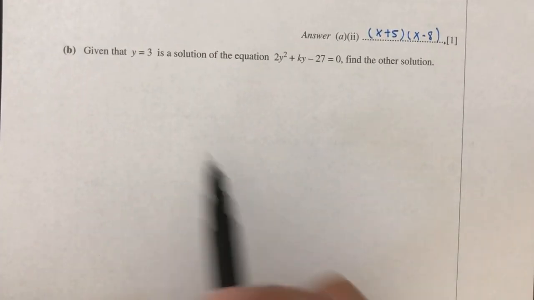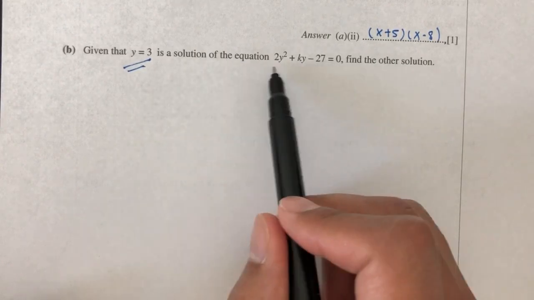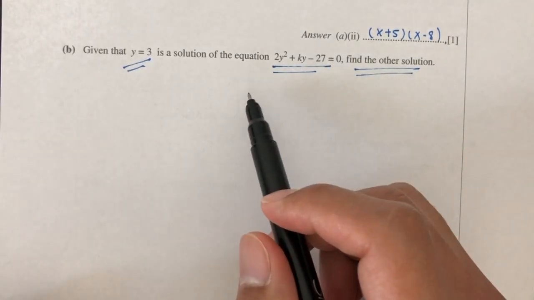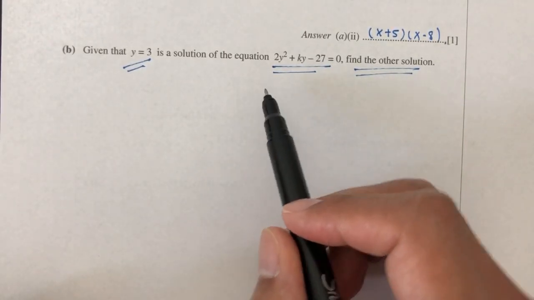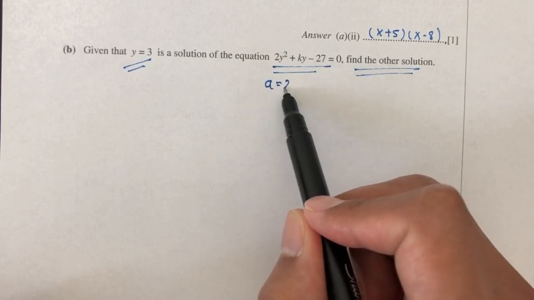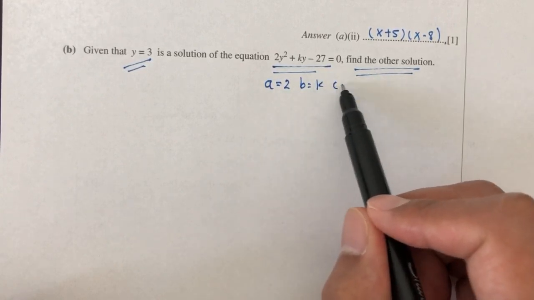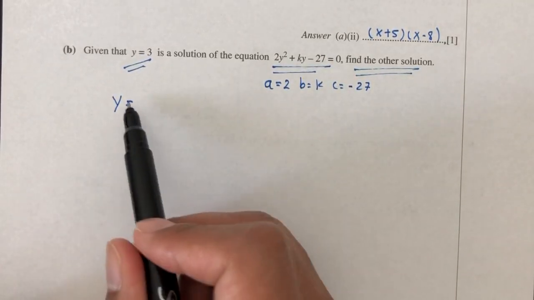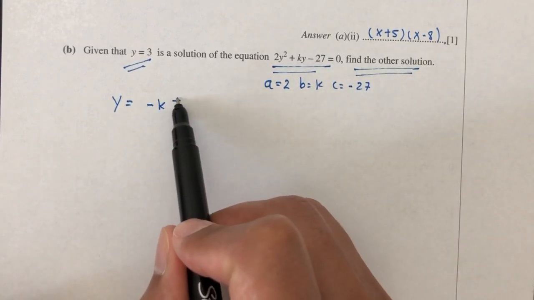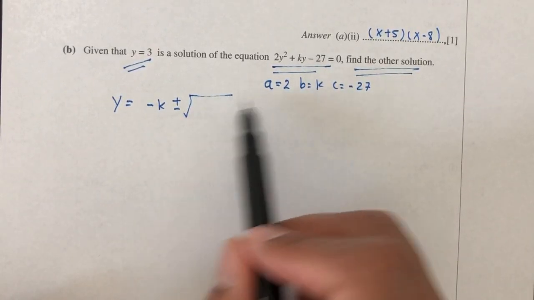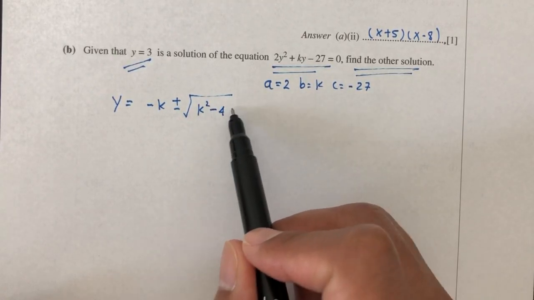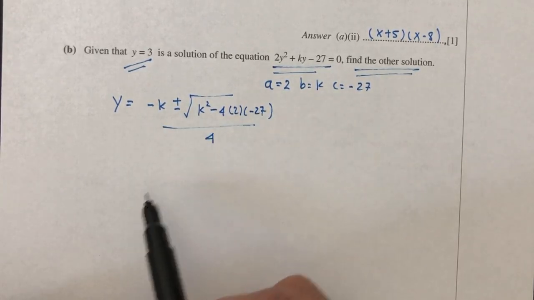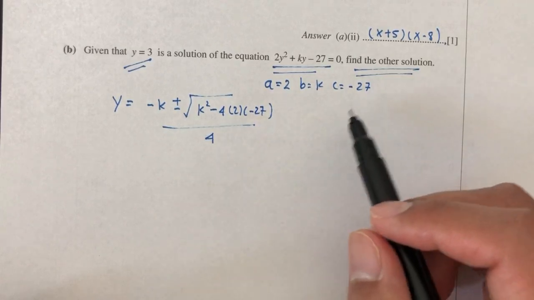Okay. Now for part B, given that y equals 3 is a solution of this equation, find the other solution. There are a few ways we can do this. Let's do it the easiest way. Say a equals 2, b equals k, and c equals minus 27. How would you find the solution of an equation? You will do y equals minus k plus or minus the square root of b squared, which is k squared, minus 4 times a times c, divided by 2a. Now let's simplify this, see what we have.